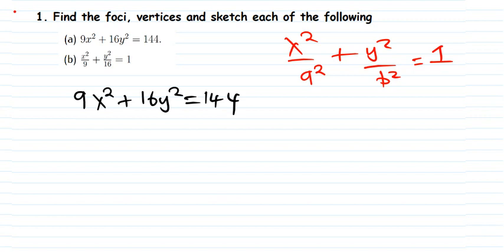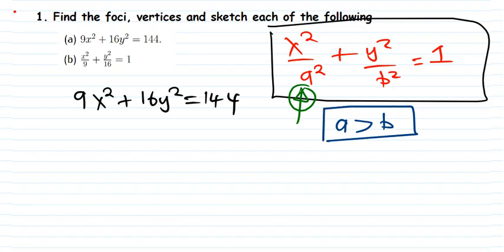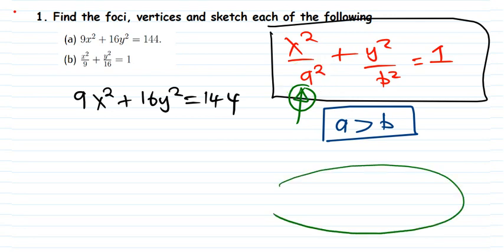It's very key and important to understand that when you are writing it in this form, whatever you start with is the one that has the greater denominator. What that tells us is that in this form, a should be greater than b. This will do you some good, because it helps you remember that if x squared has the greater denominator, then I'm dealing with an ellipse whose major axis is along the x-axis.